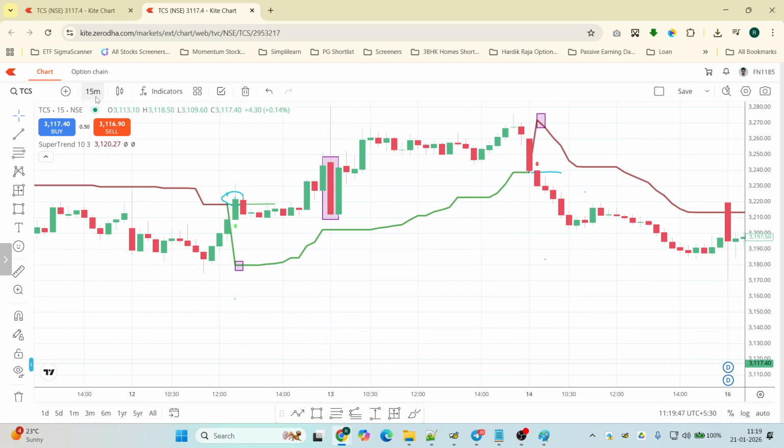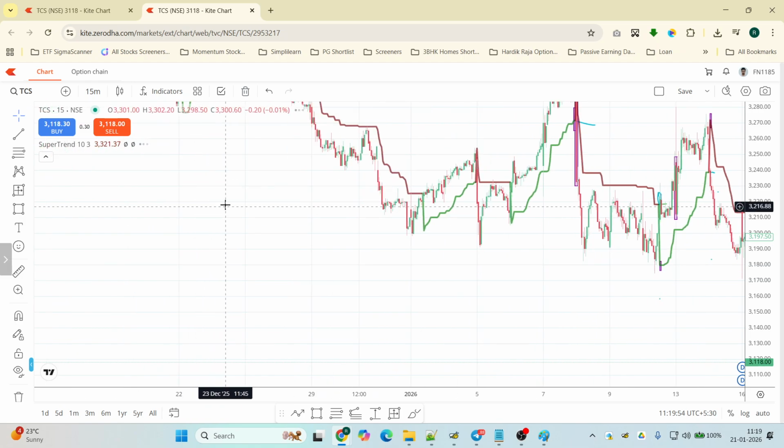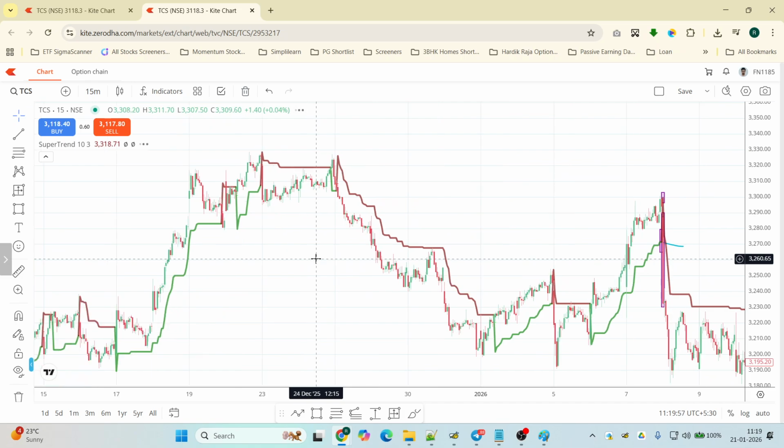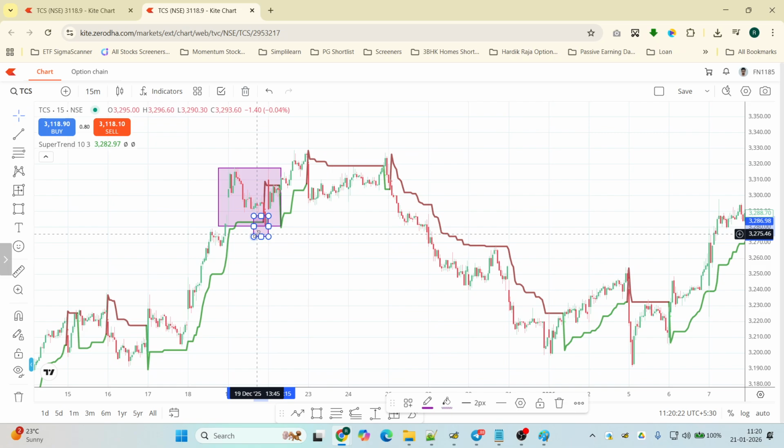So now we are in a 15 minutes time frame, guys. But let me tell you one thing. In a sideways market, super trend will give a lot of false signals. Say if you can see, it changed color here, it changed color here also. This is one point, and this is another point. So the market is in sideways, basically within a range. So super trend will not work when the market is sideways. That is the drawback of a super trend.